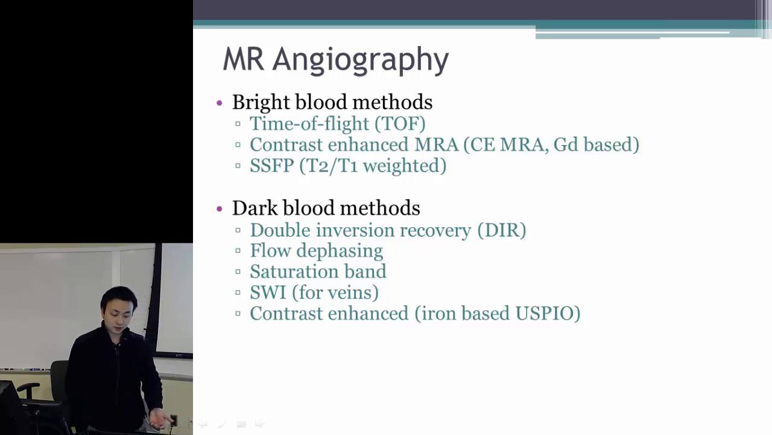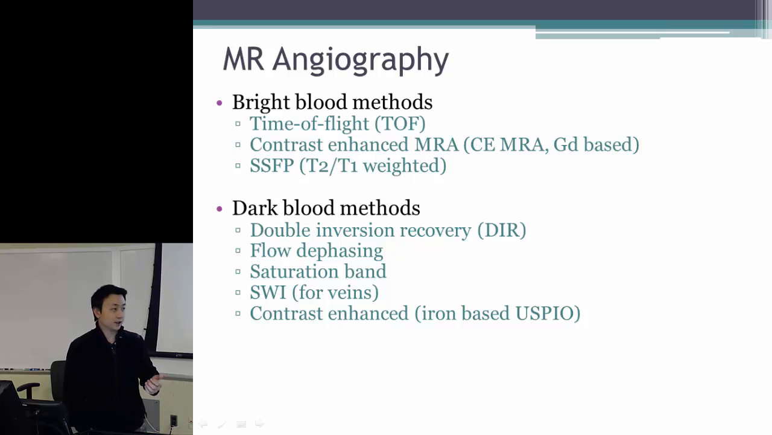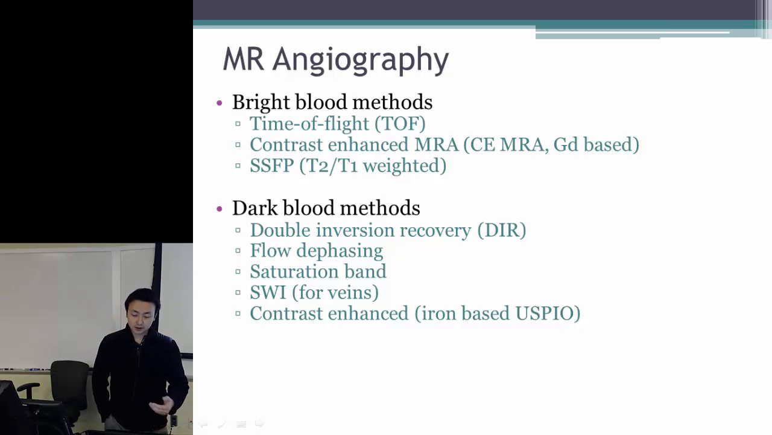Susceptibility weighted imaging, which is mostly used for imaging the veins, but I'm also showing it here to give you an idea of the dark blood image method. And also, the dark blood method can also use a contrast-enhanced approach, but in this case, we will be using the iron-based ultra-small particles of iron oxide.